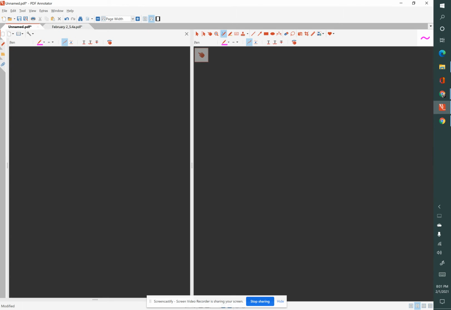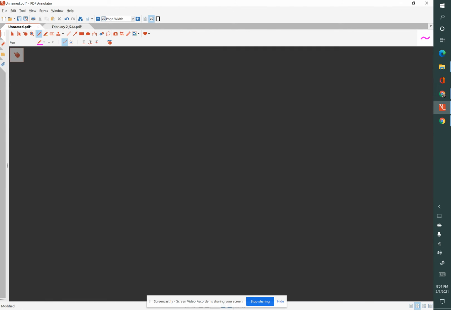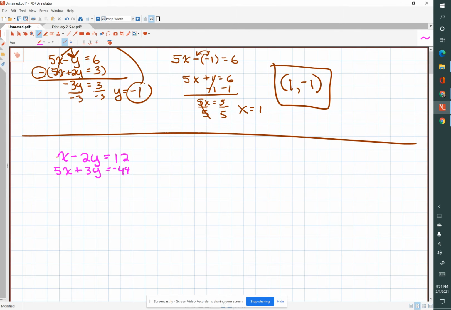So what I can do is, let's get back to our page here. I can multiply this first equation by 5. And when I do that, 5 times x is 5x. It's really just distributing, right? Distributing is multiplying. 5 times -2 is -10y, and 5 times 12 is 60. Now, I just bring the second equation over. 5x plus 3y equals -44.